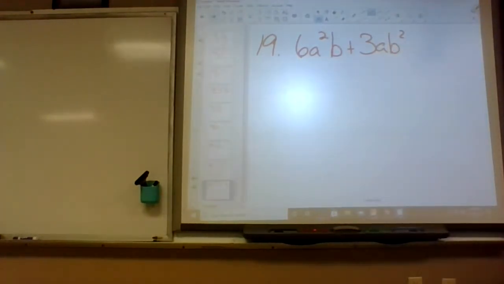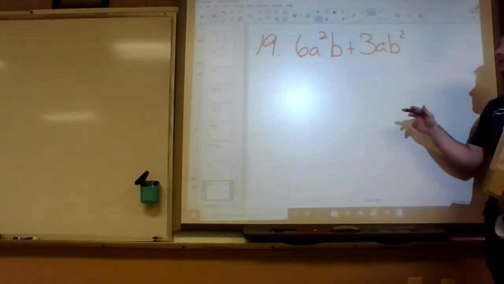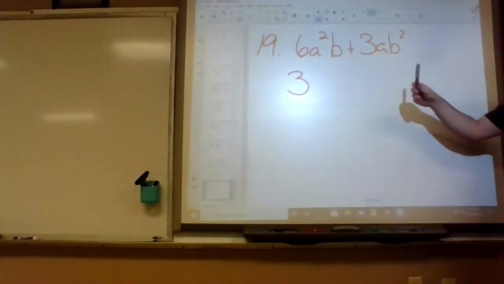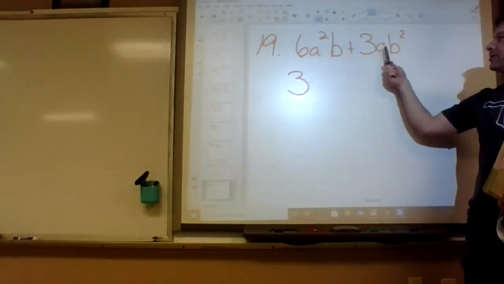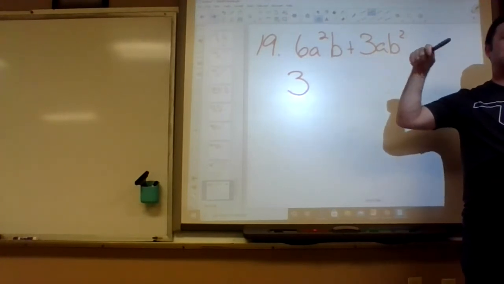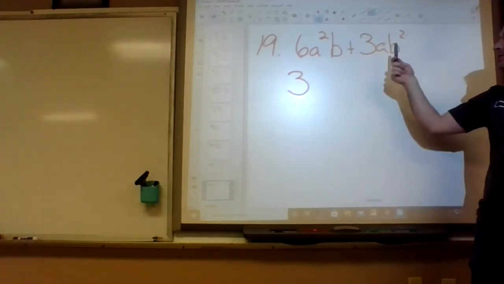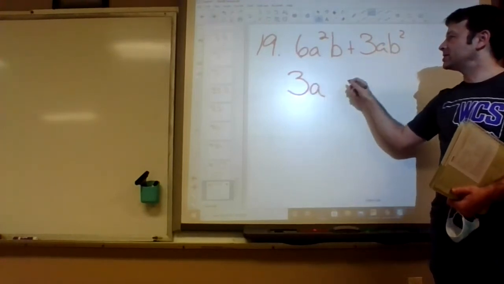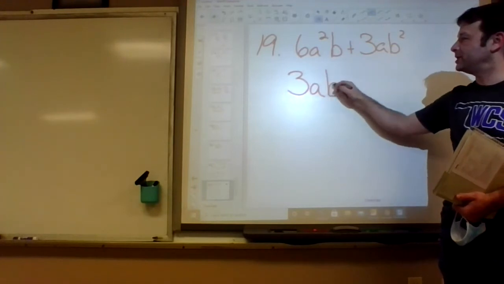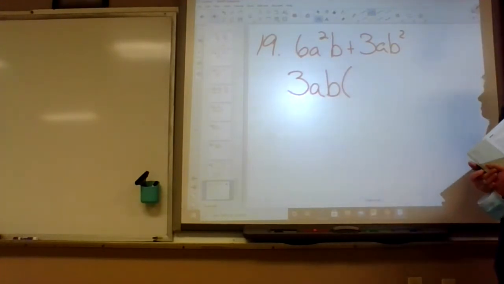Let's start with the numbers. What can we take out of both of those? 3. Okay, and the letters. How many A's can we take out? 1. Another way to ask it: what's the least amount of A's? 1A. And what's the least amount of B's between these two? 1B. So you can take out a 3, an A, and a B.